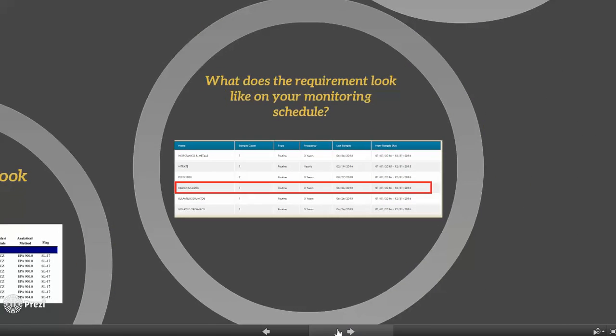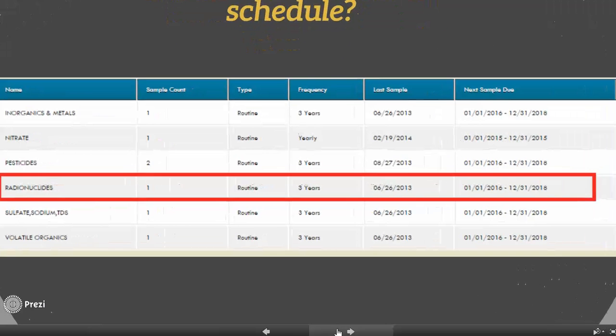Okay, so you pulled up your monitoring schedule. What are you supposed to look for? What does it look like on your monitoring schedule? Well, it looks like this. This source has inorganics and metals, nitrate, pesticides, RADs, radionuclides. Sometimes we call it RADs, sometimes we call it radionuclides. RADs is just the easy way of saying it. Sodium, sulfate, TDS, and this is VOCs, volatile organics. So radionuclides, one routine sample due every 3 years for this source.